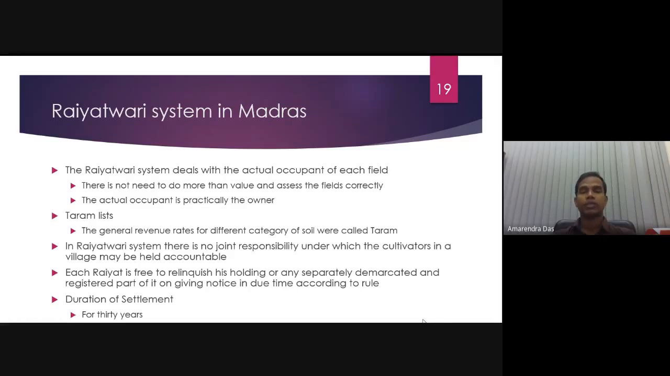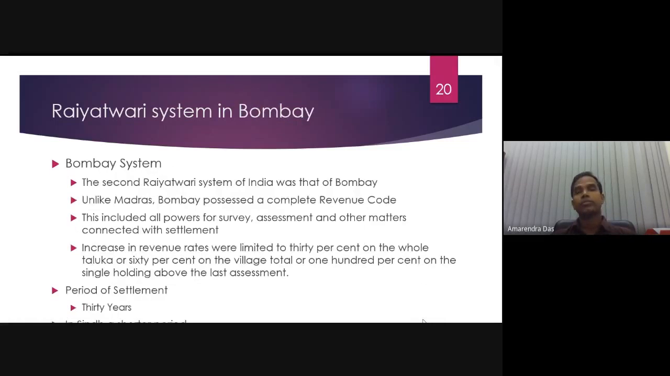So that means there is flexibility in this. If you are not able to pay the revenue, you can give up this land to somebody else, and depending upon the rate that has been fixed by the British government, you just pay the revenue to the British government. And then the duration of the settlement was a little longer compared to the British administration, where the term was 10 years. In the Madras presidency, the Raitwar system term was 30 years. And then in the Bombay presidency also, we see there was a Raitwari system, so the second Raitwari system of India was introduced in Bombay.